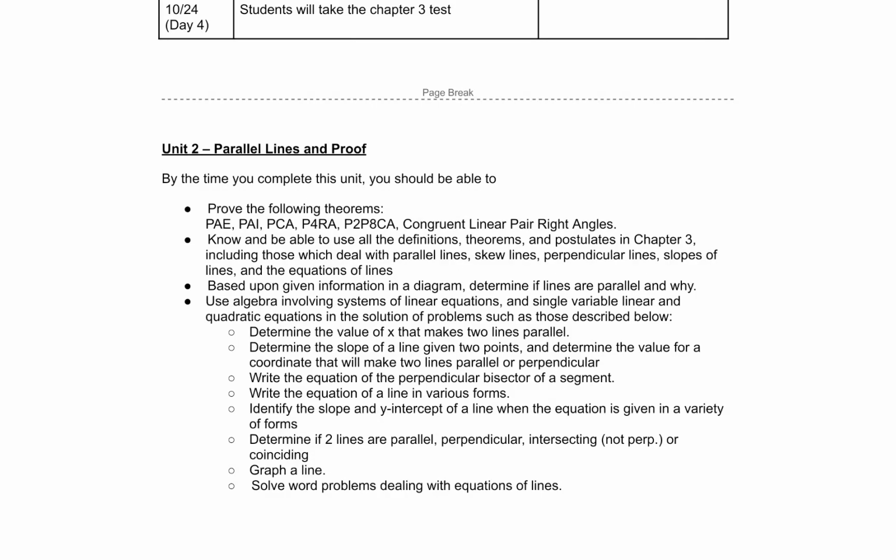By the time you finish this unit, you will be able to prove a number of theorems related to parallel lines and special angles formed by parallel lines. You will know and be able to use all of the definitions, theorems, and postulates that are in Chapter 3 in the Holt Geometry textbook, including parallel lines, skew lines, perpendicular lines, and working with slopes of lines and the equations of lines. You will be able to, based upon information given in a diagram, determine if lines are parallel and why. You'll be able to write a proof of this.